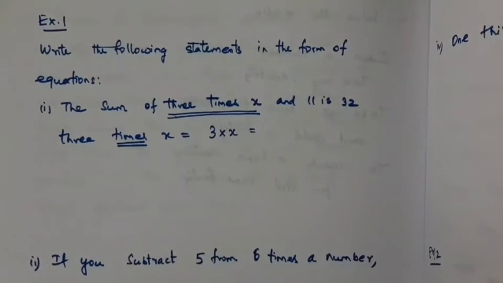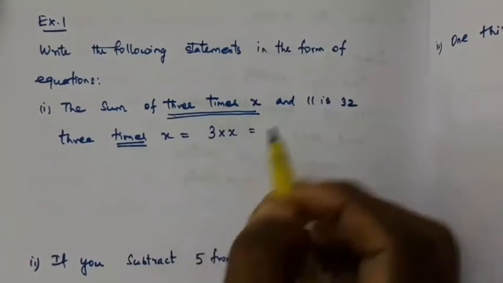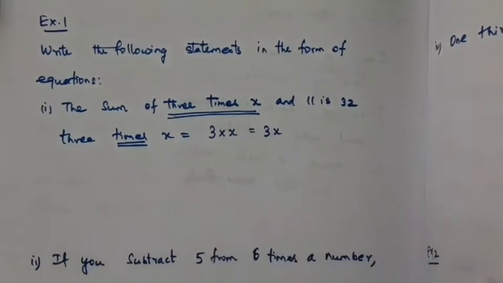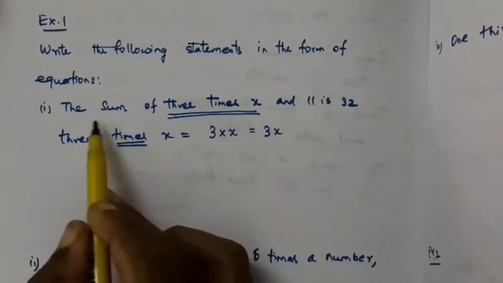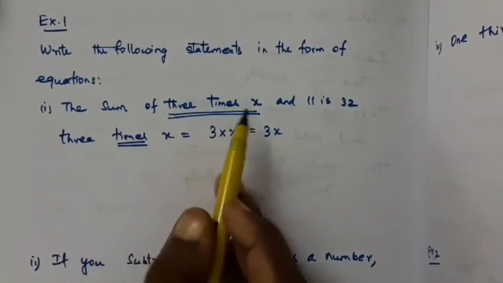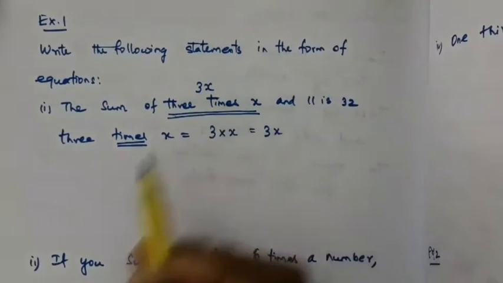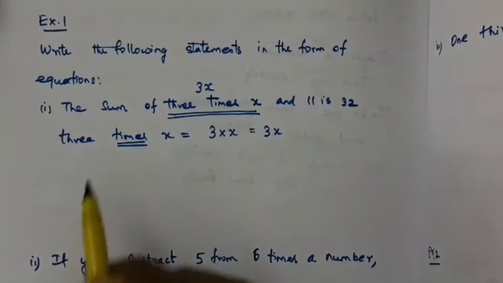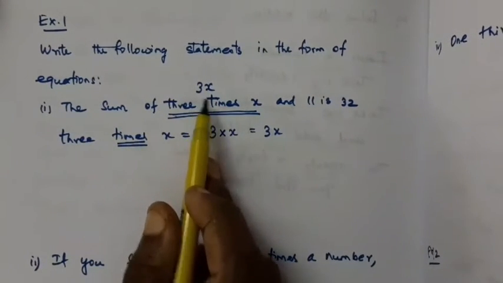This is called 3 times x. So 3 multiplied by x is 3x. Okay, so now the sum of, instead of this 3 times x, I can think of it as 3x. Now the question becomes the sum of 3x and 11.